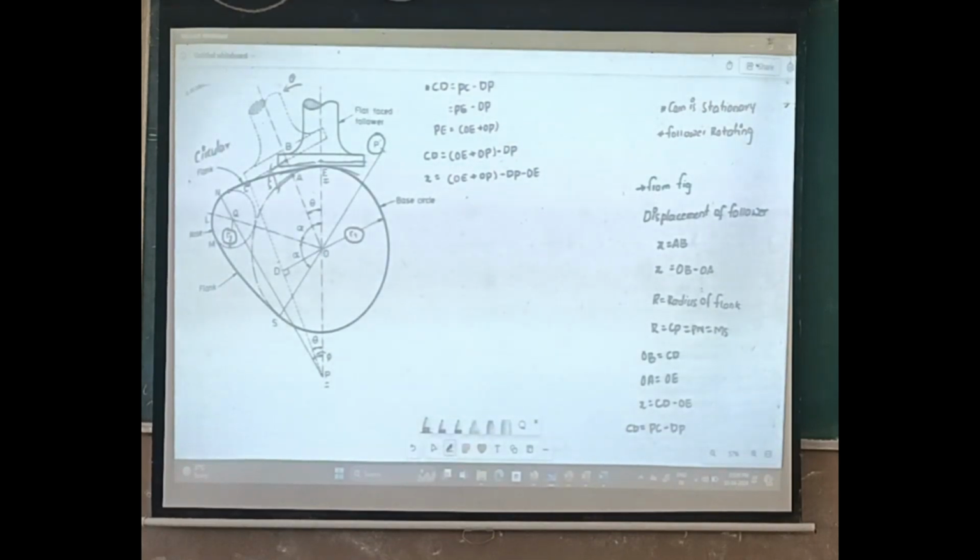So now from the figure, from triangle POD, this triangle. This one.